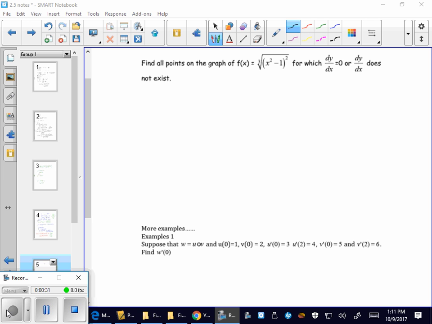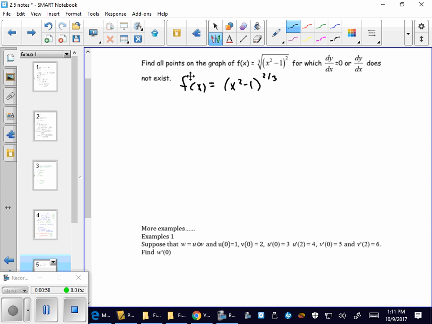So the first thing we have to do is rewrite this, because right now it's in terms of roots, as a power function of some kind. So f of x is going to be equal to x squared minus 1. The squared part is the power, the cube part is the cube root, so it's going to be to the 2/3 power.